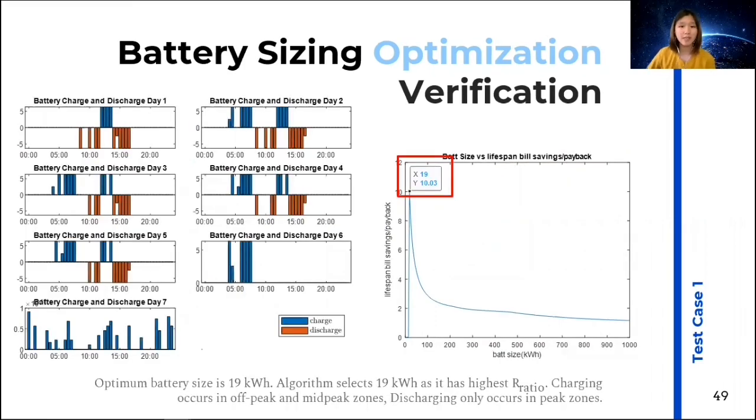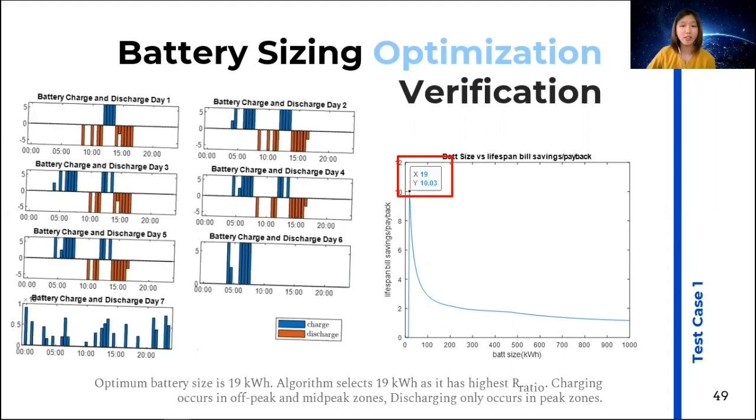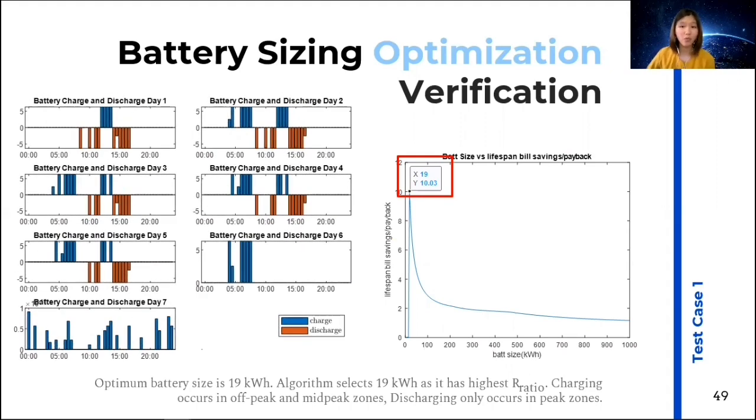Now, battery sizing can also be verified as the R ratio plot shows a clear definite peak at 19 kWh, which is the result of the algorithm. It is worth noting that since we have included the battery degradation cost in the battery algorithm as shown previously, hence, as shown here, charging in blue occurs in off-peak and mid-peak period, while discharging only occurs in peak and mid-peak period.